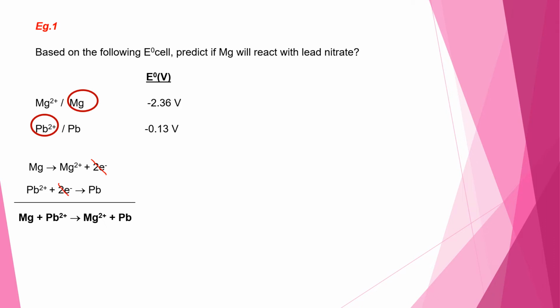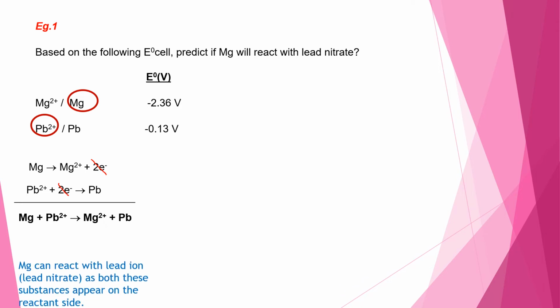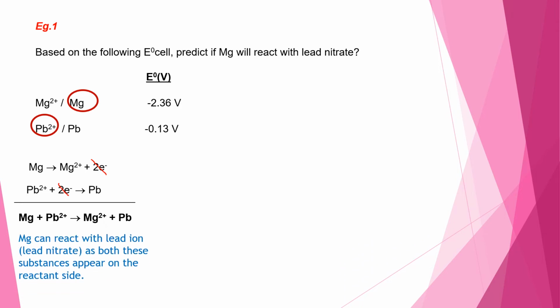That is the reason why lead, in comparison to magnesium, is far less reactive. Magnesium is more reactive than lead because of its electrode potential value. It is more negative. So this is the conclusion we can make. Magnesium can react with lead ion, which is coming from the lead nitrate, as both these substances appear on the reactant side.